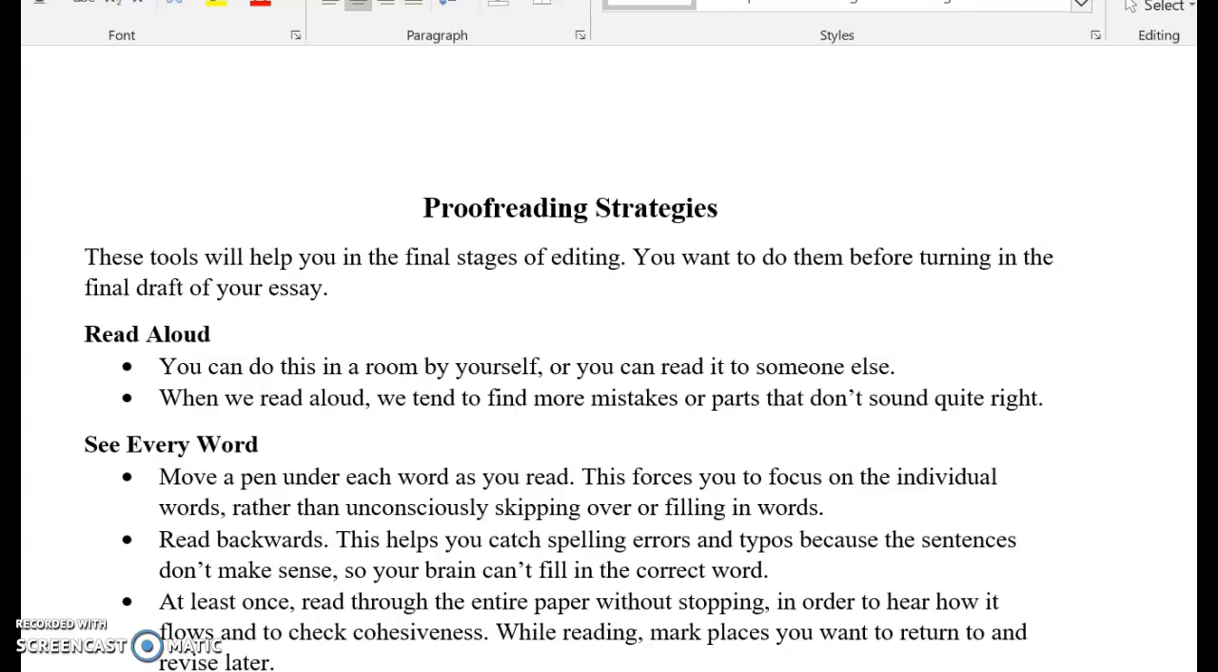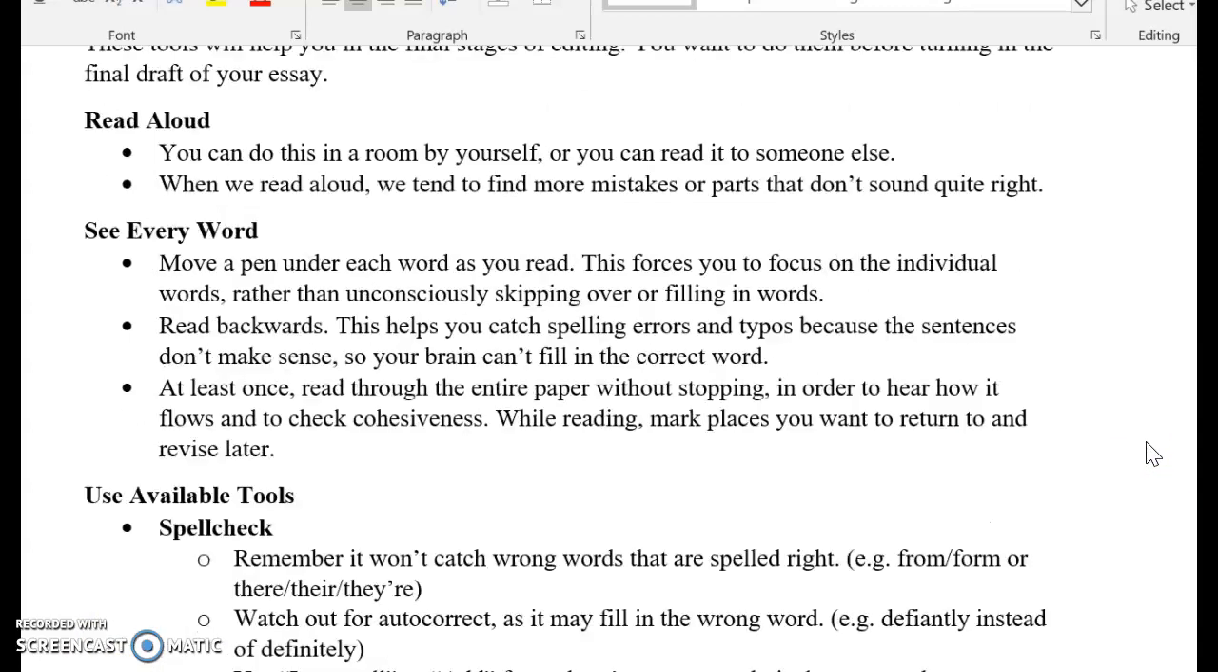Another thing that you might want to focus on is looking at every word, so seeing every word. So there's a couple different ways in which you can do that. One being move a pen under each word as you read it. This forces you to focus on the individual words rather than unconsciously skipping over or filling in words, which is something that we tend to do a lot.